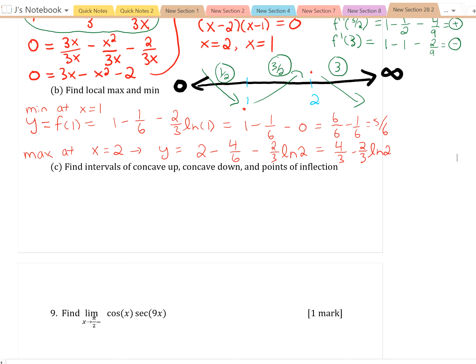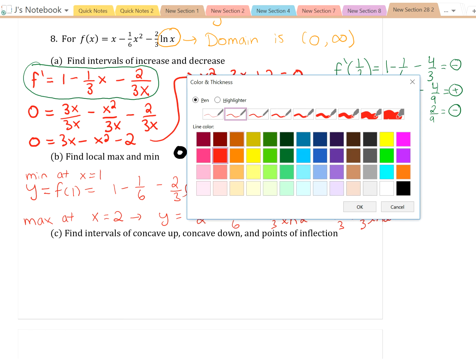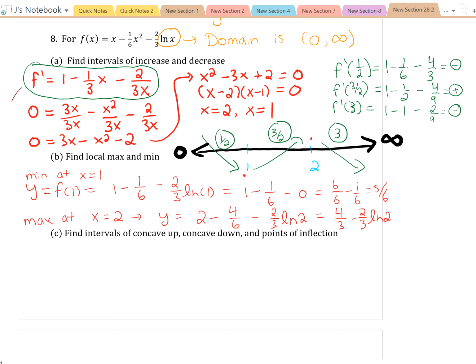Okay, next piece. Part C. That part's asking for regions of concavity. And that requires the second derivative. And when you take the second derivative, I saw a few of you do this the wrong way. Don't take the second derivative from the simplified form after getting rid of that 3x on the bottom and rearranging to solve for when the derivative is equal to 0. You can't start from there. You've changed the function by rearranging it like that.